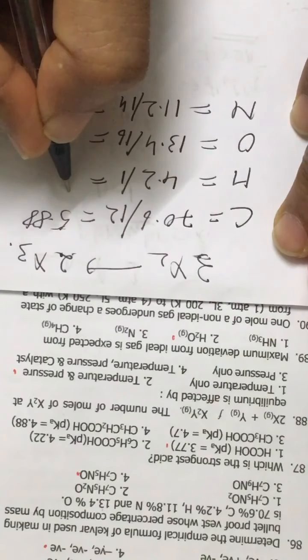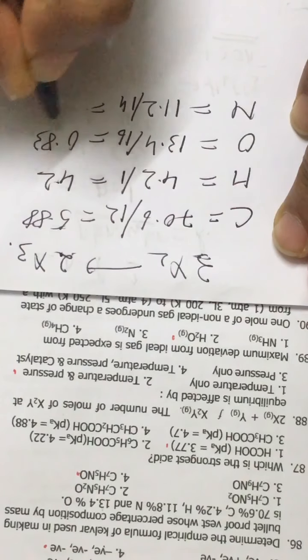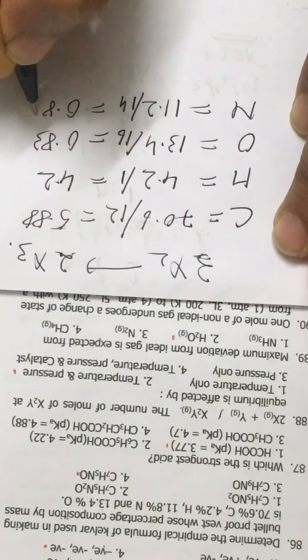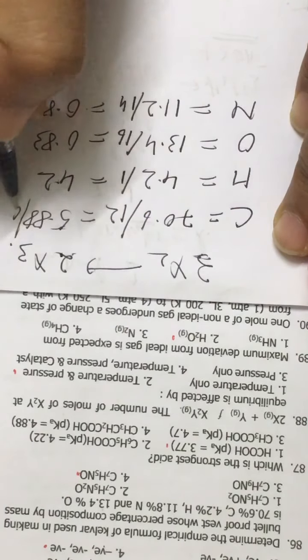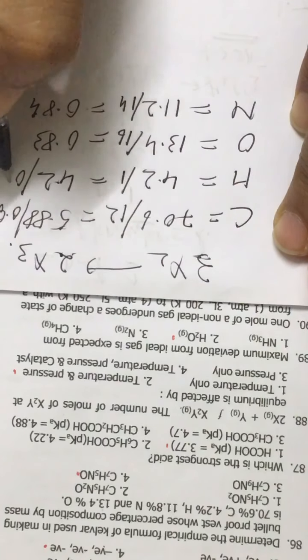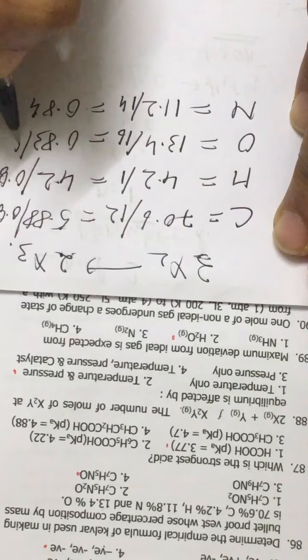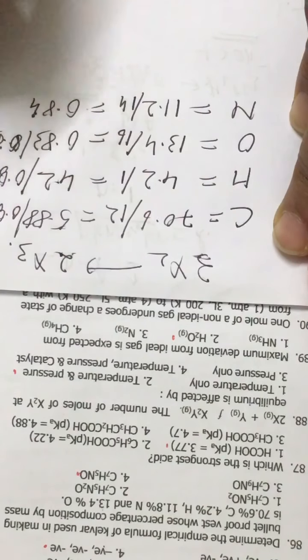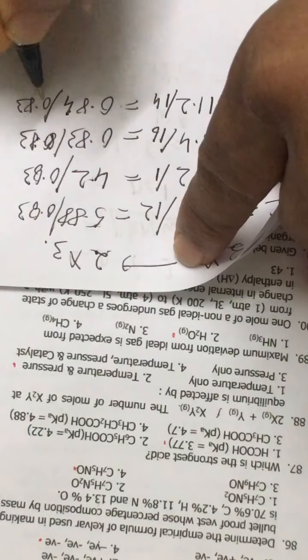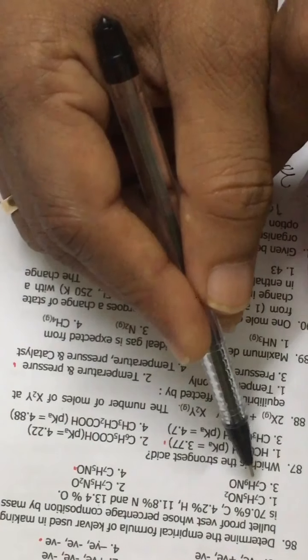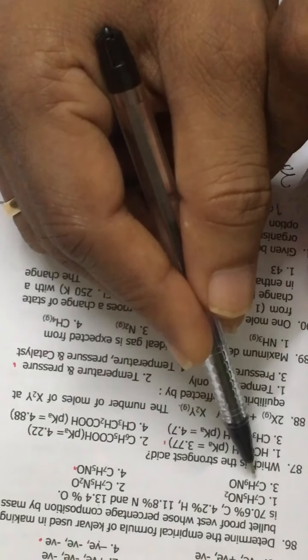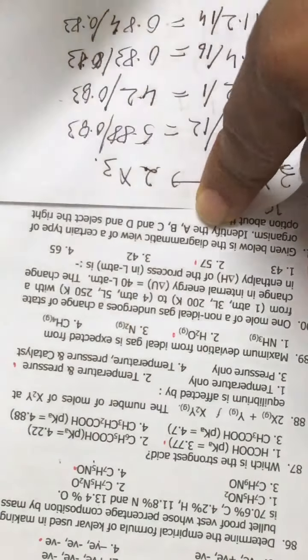5.88, this is 4.2, this is 0.83 and 0.83 approximately. Alright, 0.84, that is alright, no problem. Divide by the lowest value 0.83, you have to solve like this, divided by 0.83. Then you get the formula C7H5NO, that is the fourth option.